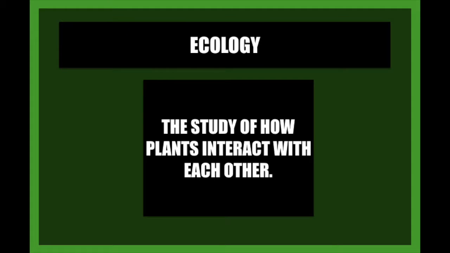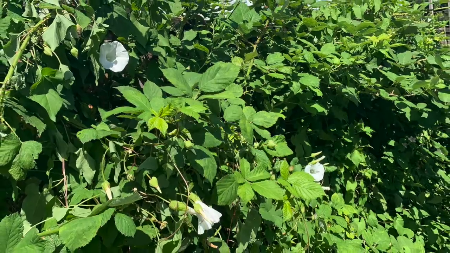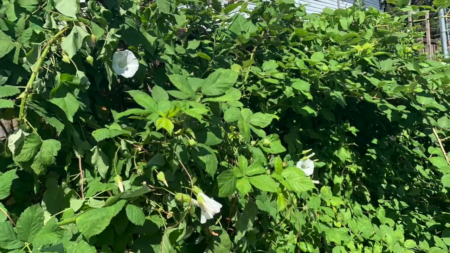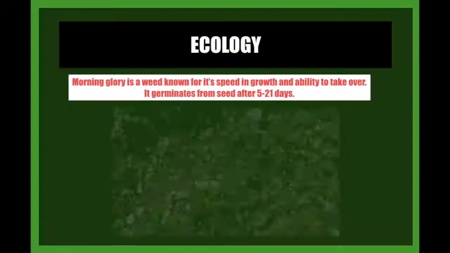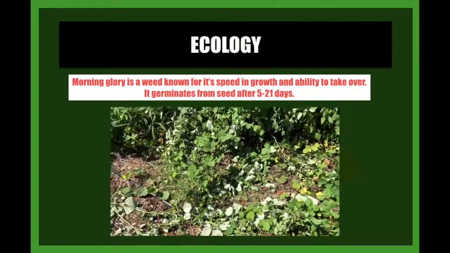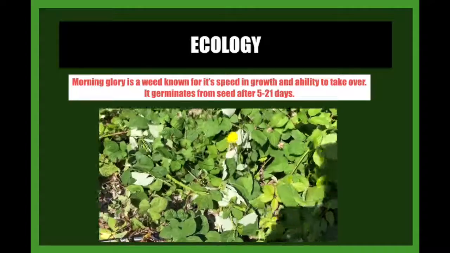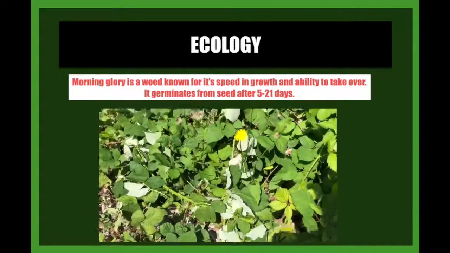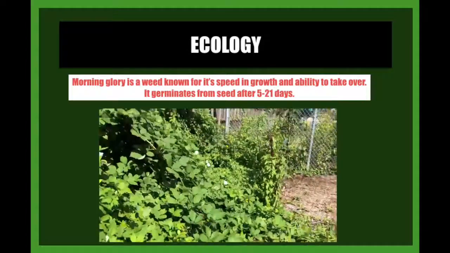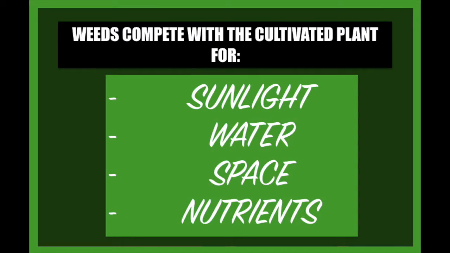The first aspect of science that relates directly to weeds is ecology. Weed ecology is the study of how plants and weeds interact with each other. Weeds have big effects on the cultivated plants, such as depriving significant amounts of nutrients, rapid seed germination, and rapid growth. An example in our garden is morning glory, a weed known for its speed in growth and ability to take over. Weeds compete with all types of cultivated plants, such as vegetables, fruits, flowers, and grasses.